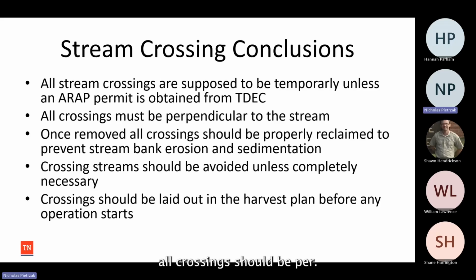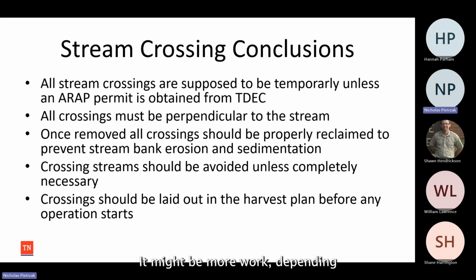All crossings should be perpendicular to the stream, so cross at a 90-degree angle. No crossing near where two streams join. No crossing on a bend in the stream. Should be straight sections only. Once removed, all crossings should be properly reclaimed to prevent erosion and sedimentation.